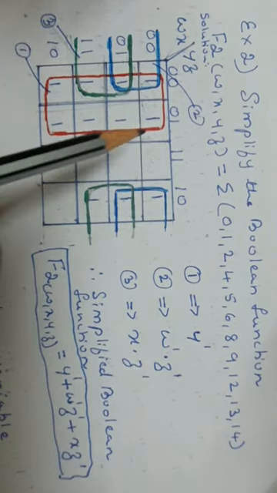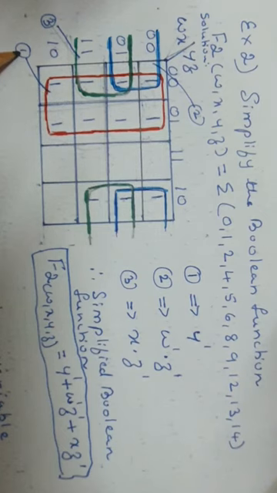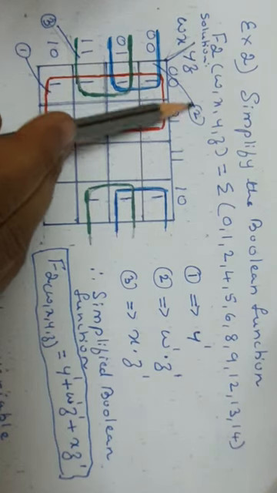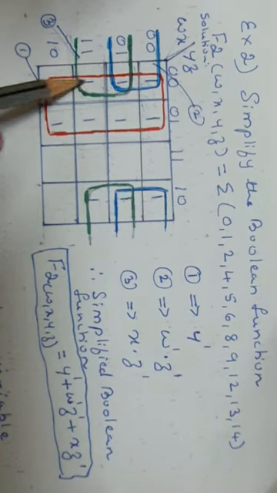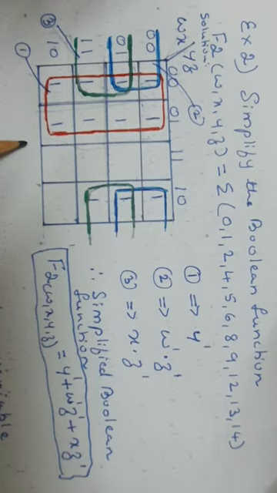How many groups? Here, this is one group, that is an octet. This is the second group, a quad. This is the third group. With three groups, all ones are covered, so we have to stop grouping ones. What is the next step with respect to each group? What is row wise common and column wise common in each group?